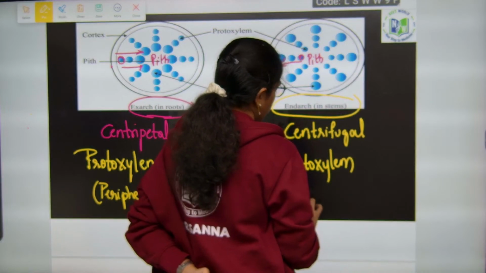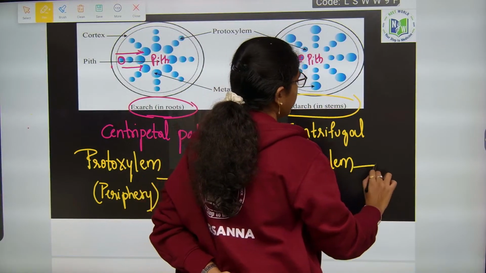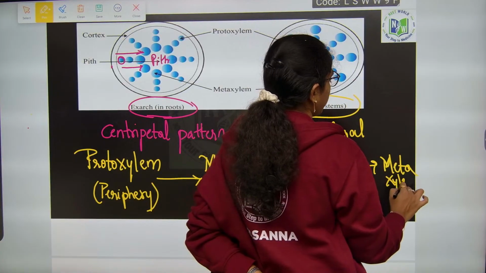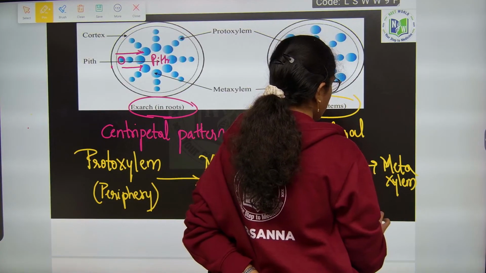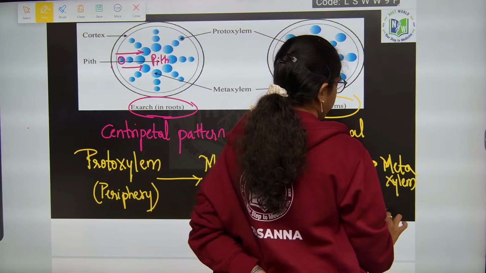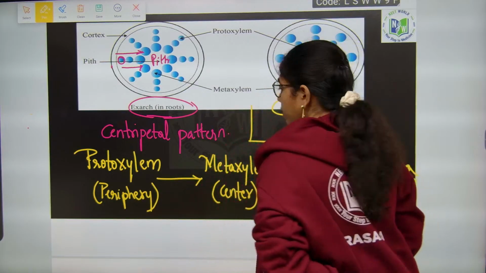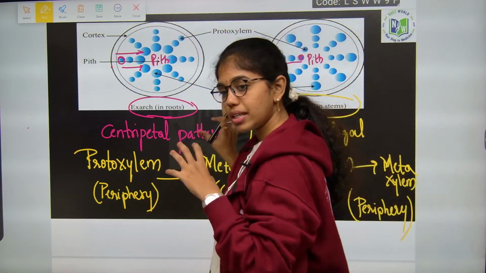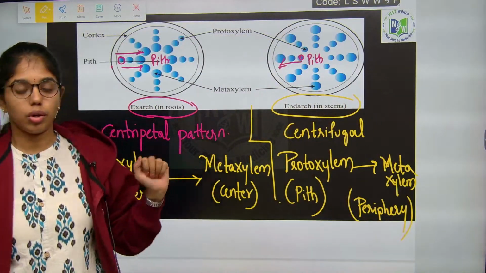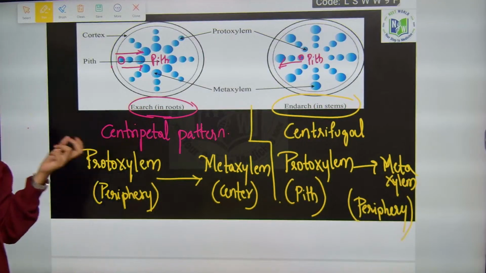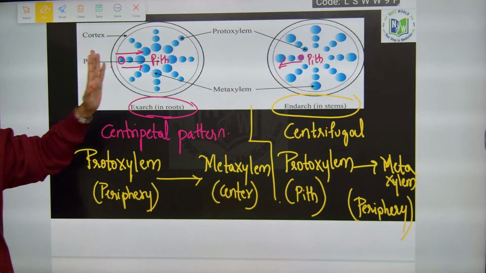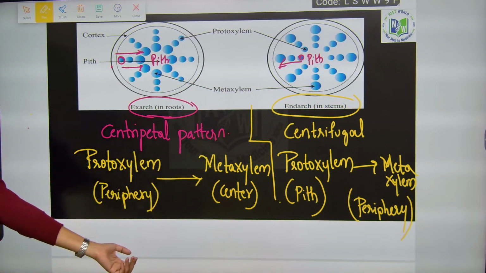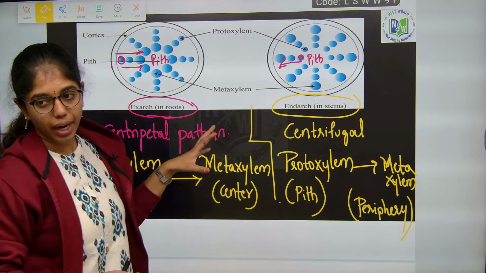Protoxylem is towards the pith and metaxylem is towards the periphery. Clear? Understood? Next. The same will be the case with phloem also. In roots, primary phloem also will show exarch pattern, and in stem, phloem also will show endarch pattern of maturation. So, this is about primary xylem and primary phloem.